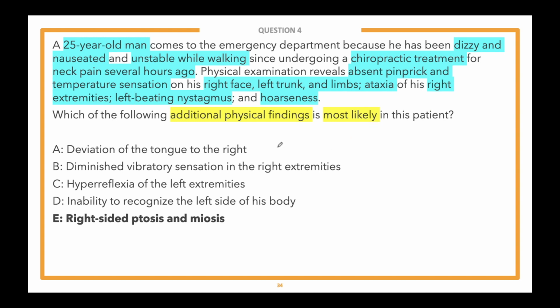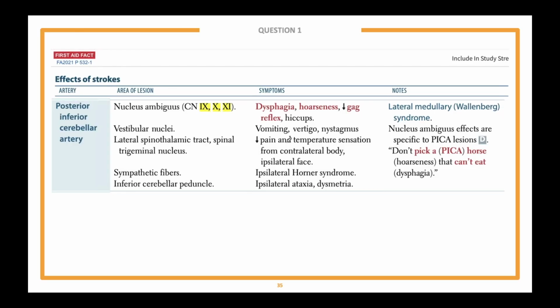Sean's gone ahead and pulled up a nice table on the PICA stroke, okay? What's known as lateral medullary syndrome, what used to be called Wallenberg syndrome. Basically, it's suggesting that the blood supply to the lateral medulla, as well as the inferior cerebellar peduncle, is disrupted. And so you can get a few signs and symptoms in this area, okay? You can see some of the nuclei that are in this area of the lesion, so the vestibular nuclei, okay? And that helps account for the vomiting, the vertigo, the nystagmus, okay?